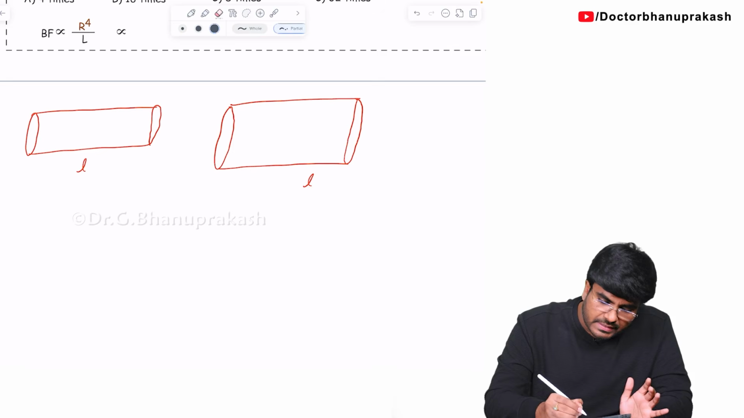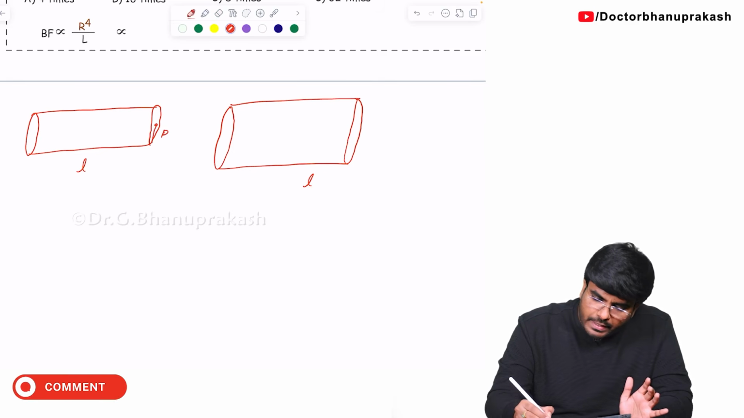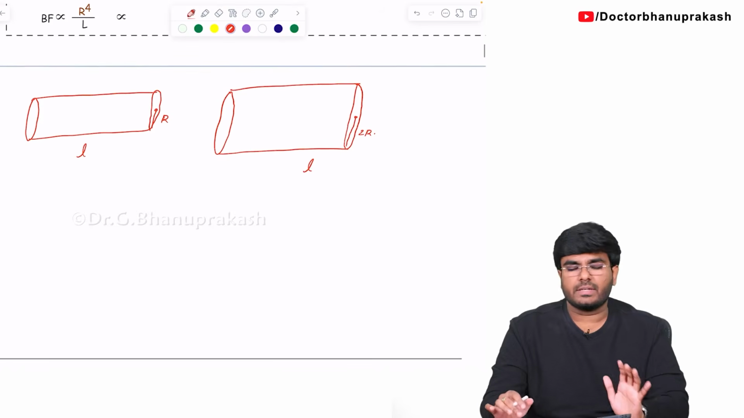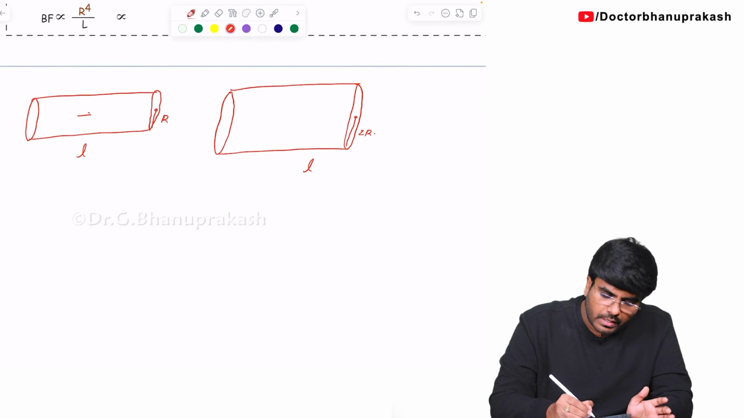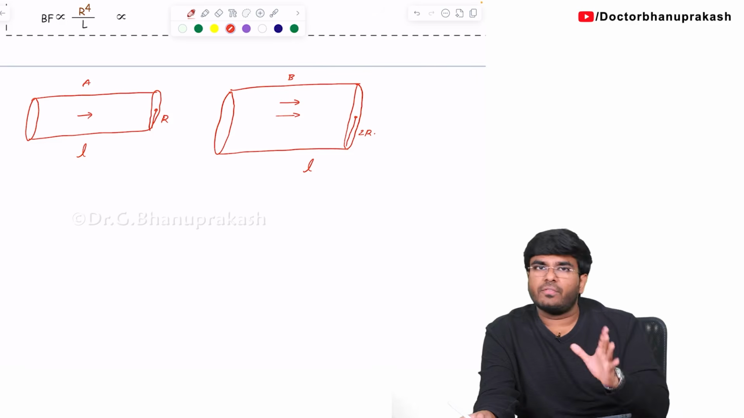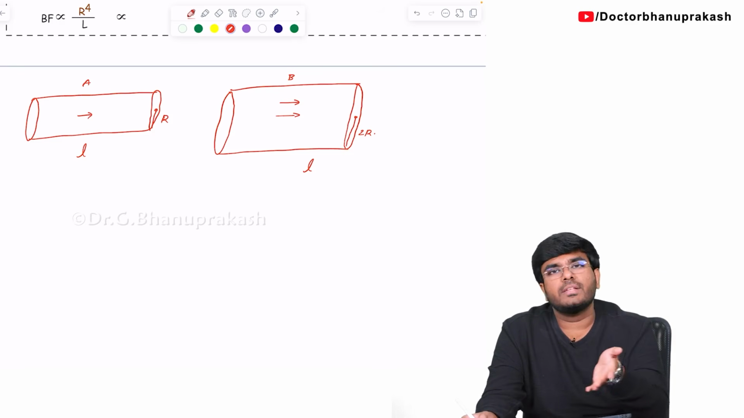But what is different is the radius. The radius of the first one is R. Here the radius is 2R, double the radius. Radius is different. Now, in which blood vessel do you think more blood is going to go? Here in A or in B, where do you think more blood will go? More blood is going to go in B definitely, because it is a big blood vessel, so more blood is going to go.